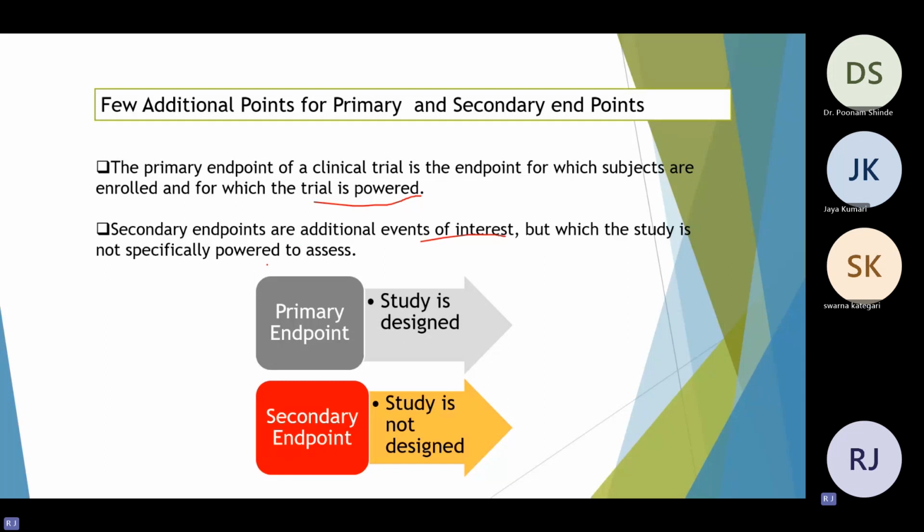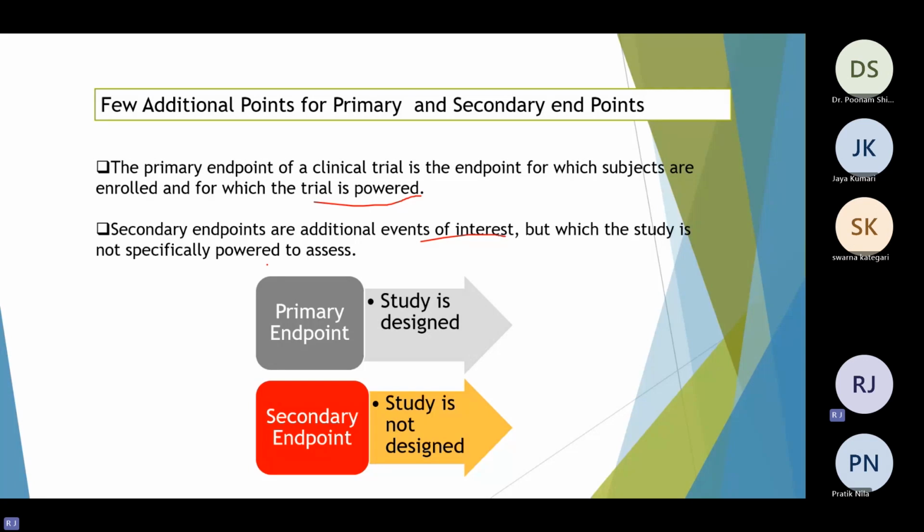Always remember, any sponsor company wants to get answers to n number of questions, right? But they cannot design a trial to get answers to all their questions. They have to take a few things in priority: this is my primary objective and this is my primary endpoint, and they have to design the whole trial according to those. By doing that they can also try to answer a few additional questions. They can also satisfy secondary objectives and secondary endpoints.